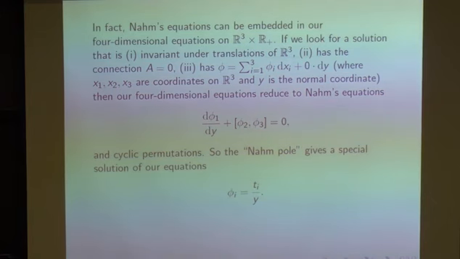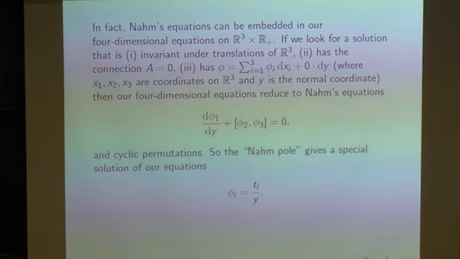I've just written the beginning of the equations. Well, actually, I wrote the most important things. We look for a solution that's invariant under translations of arc length. The connection vanishes. Phi is a pullback from arc length. The component phi in the y direction is 0. Then, from here, f, the curvature, drops out, and all the derivatives drop out except the y derivative, and we reduce to Nahm's equations.